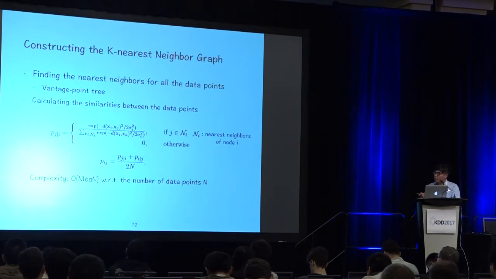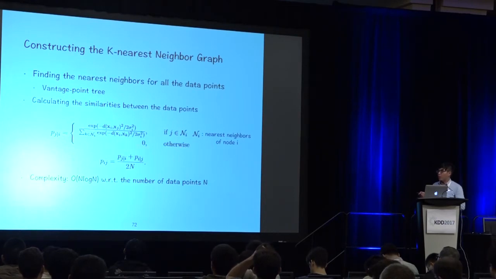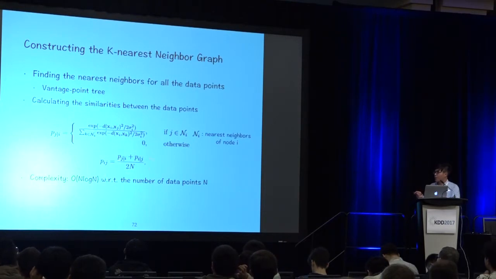And then we calculate the conditional probability from node i to node j using a Gaussian kernel. This is how we calculate the similarity between the two data points. And this conditional probability is further symmetrized by taking the average of the two conditional probabilities. With these two procedures, we can construct the k-nearest neighbor graph.